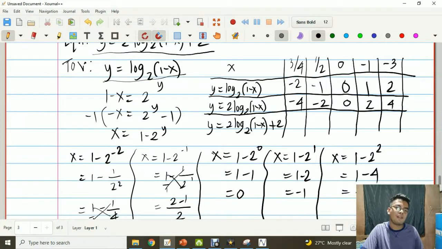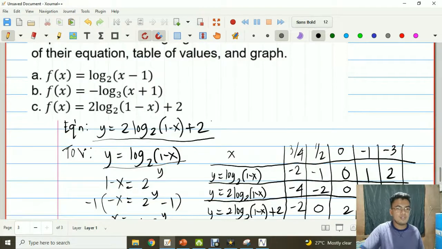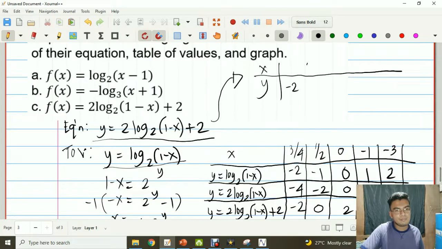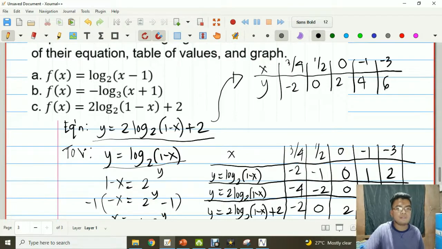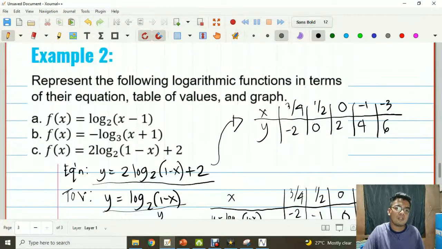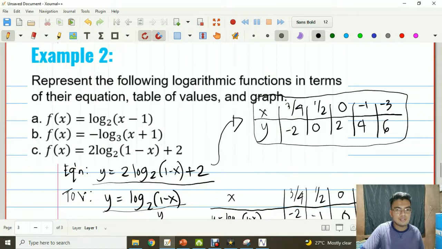At para makuha natin yung values for the fourth row, dadagdagan natin ng tigdadalawa yung mga values na nasa pangatlong row. So, negative 4 plus 2 is negative 2. Negative 2 plus 2 is 0. 0 plus 2 is 2. 2 plus 2 is 4. And 4 plus 2 is 6. So, therefore, ang table of values natin para dito ay this one. So, we have negative 2, 0, 2, 4, and 6. Ang x ay 3/4, 1/2, 0, negative 1, and negative 3. So, ito yung table of values para doon sa function na y is equal to 2 times log base 2 of 1 minus x plus 2.